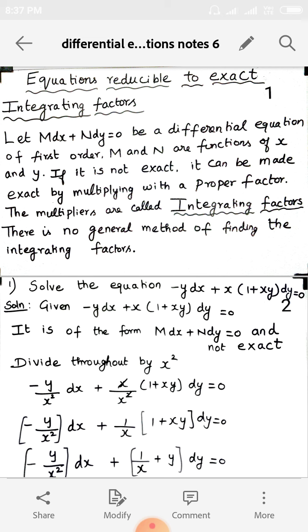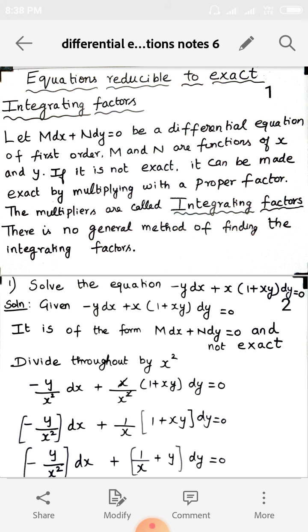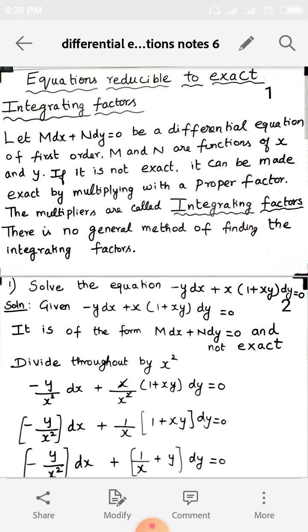What is called an integrating factor? That is the definition. Listen. Let M dx plus N dy be a differential equation of first order, where M and N are functions of x and y. Suppose it is not exact, it can be made exact by multiplying with a proper factor. These multipliers are called integrating factors. There is no general method of finding the integrating factor.